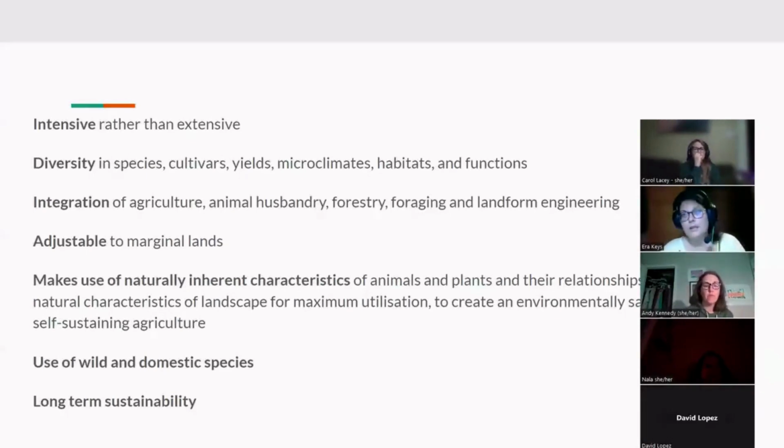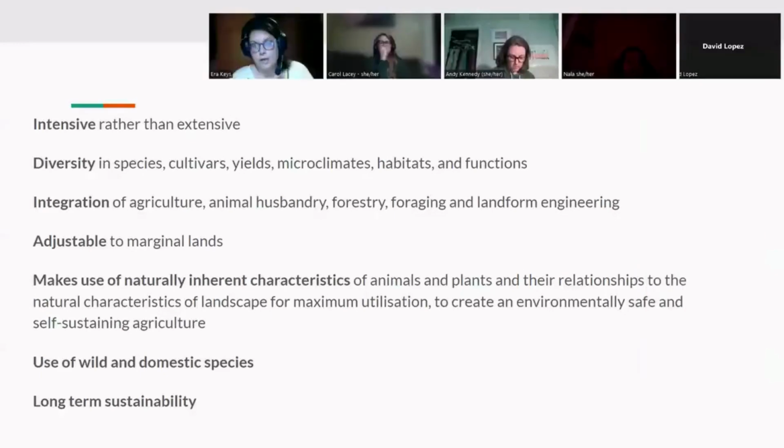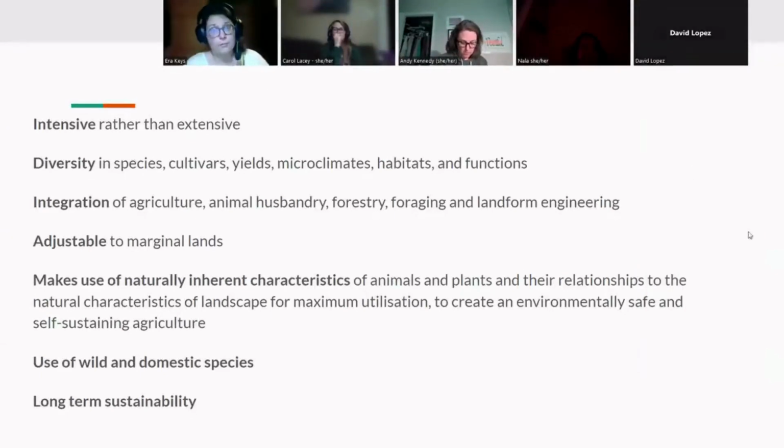Okay, so now let's continue with some generalities of permaculture, because we will get into some of the intense stuff, I promise you, quicker than you imagine. So permaculture is intensive rather than extensive. And what does it mean to be intensive rather than extensive? David.